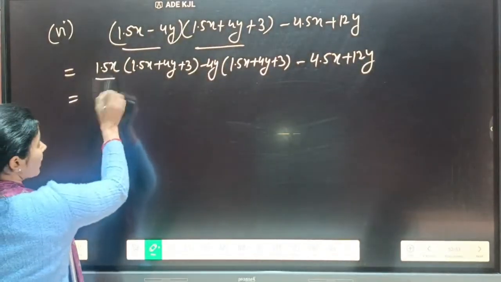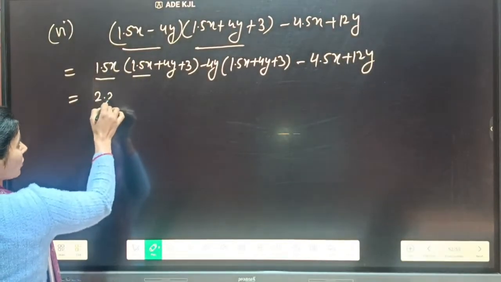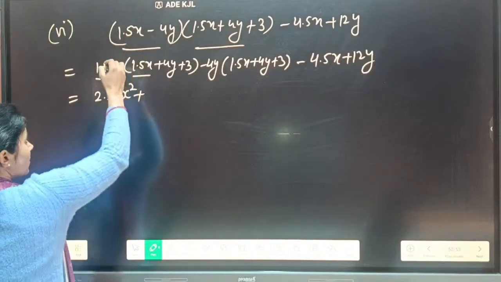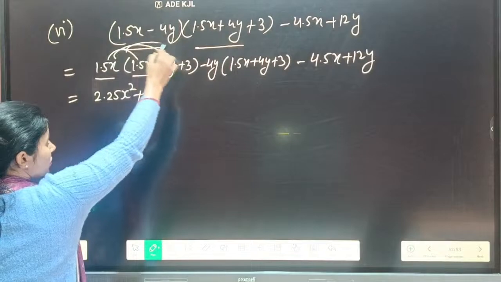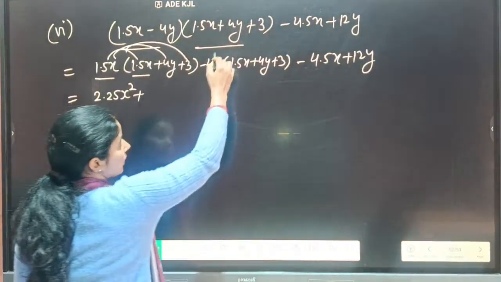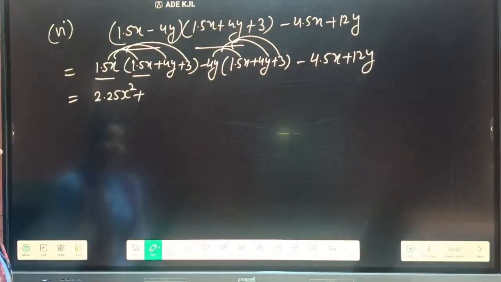Multiply this 1.5x with 1.5. It will be 2.25x square plus. This term must be multiplied with each term of this binomial. Similarly, this minus 4y must be multiplied with each term of this trinomial.